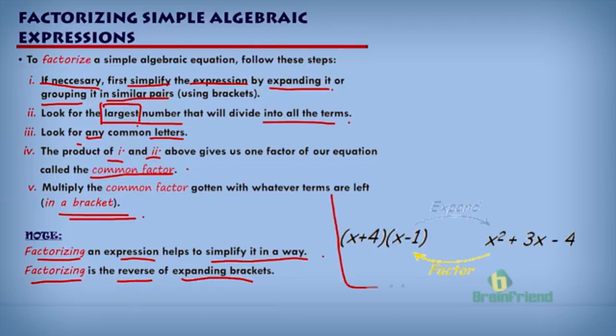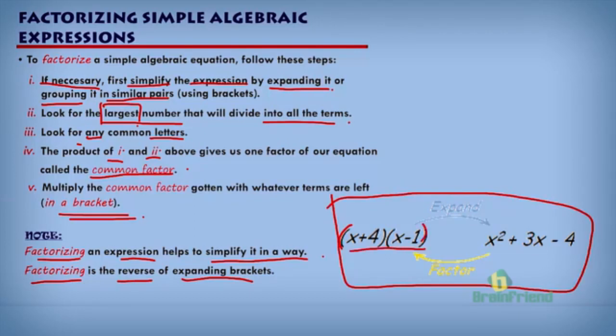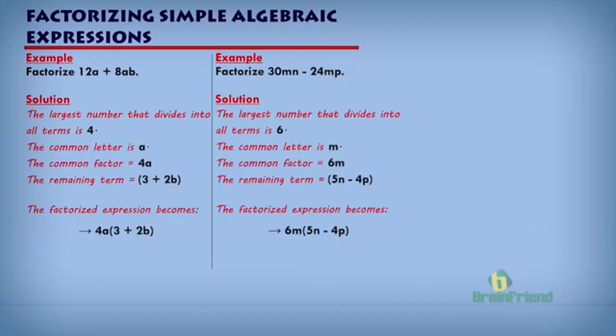Let's take a typical example here. (x + 4)(x - 1). This is an expression. When we expand it, we have x squared plus 3x minus 4. On the other hand, when we factorize this expression, we get back the expression in brackets. So factorization is the opposite of expansion, okay? Factorization is the reverse operation of expanding brackets.